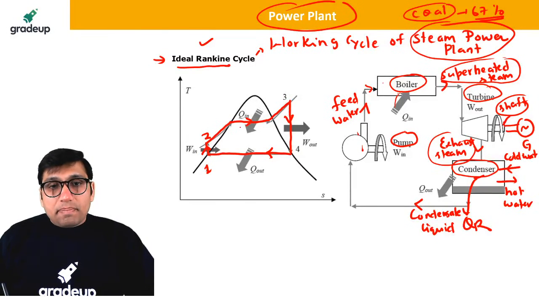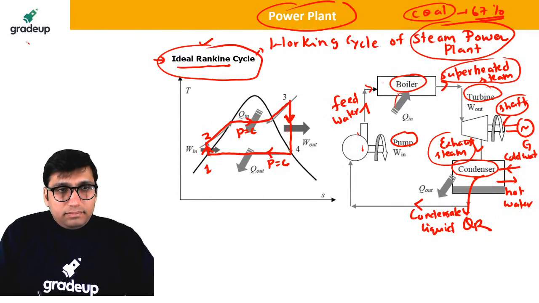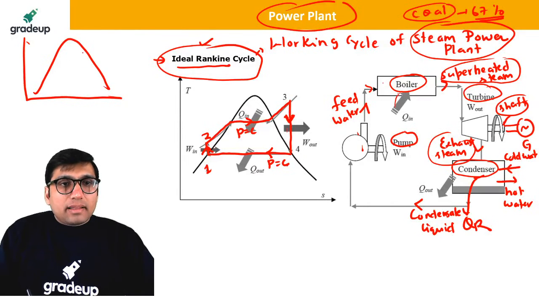So this is constant pressure heat addition in the boiler, this is constant pressure heat rejection in the condenser. Then it is isentropic compression in the pump, and then it is isentropic expansion in the turbine. In the case of a Rankine cycle, sometimes they will start the cycle from here. In some questions, they will start the cycle from here.